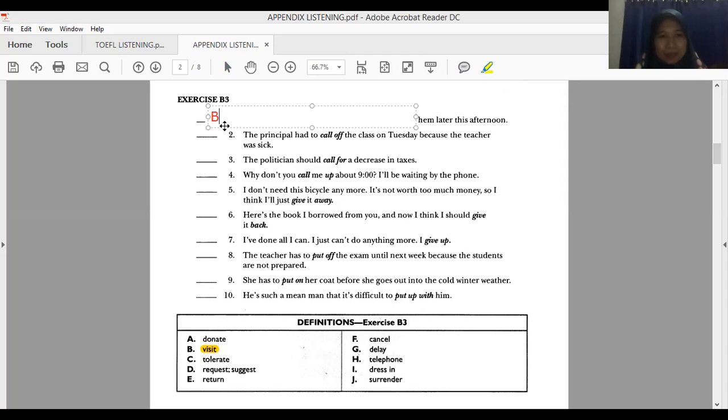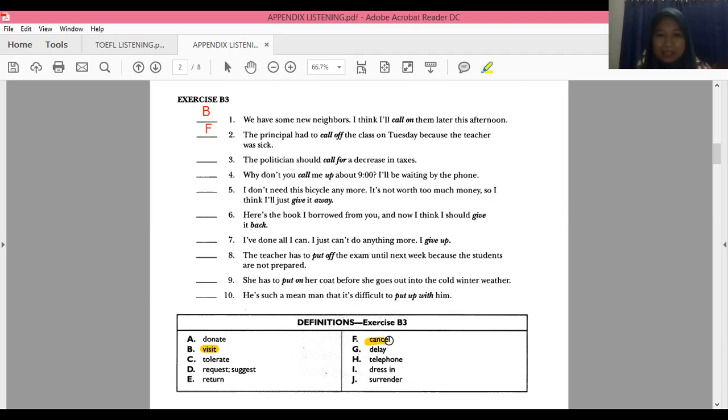Miss Alma, number 2, the principal had to call off the class on Tuesday because the teacher was sick. Call off, what does it mean? Cancel. Cancel, yeah, we met it before in the example. Cancel. Miss Wiwit, number 3, the politician should call for a decrease in taxes. Call for, what does it mean? Miss Wiwit? Delta, request, suggests it is.